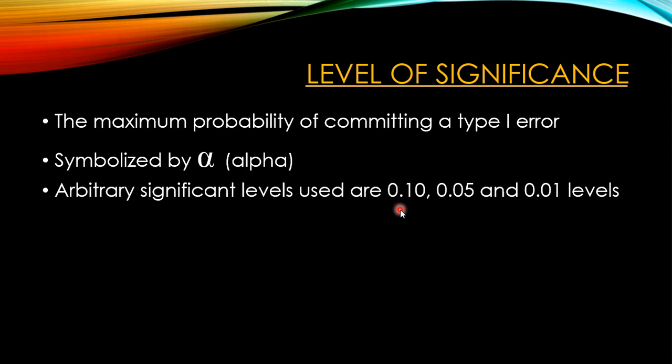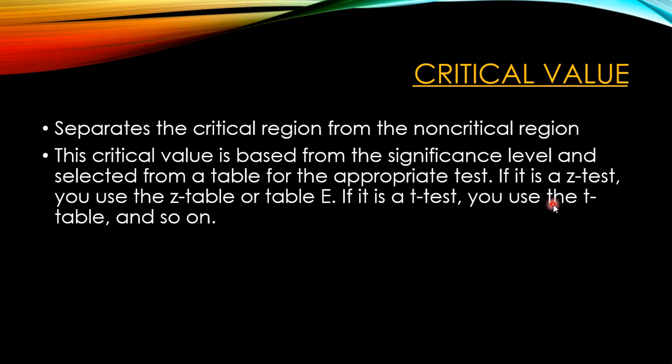Kapag ang confidence level mo ay 90%, ang significant level mo ay 0.10. Kasi ito yung remaining, yung inyong confidence level 90%. Yung remaining 10%, ito yung ating level of significance. And then, kapag 95% naman, 0.05. Ibig sabihin, 5% yung ating critical region. And then, 0.01 naman kapag 99% ang confidence level. So, 1% lang ang nagiging nasa critical region natin.